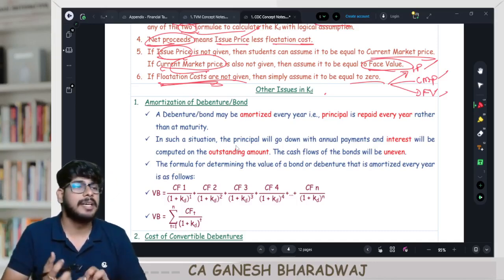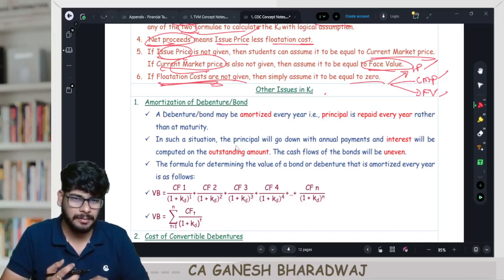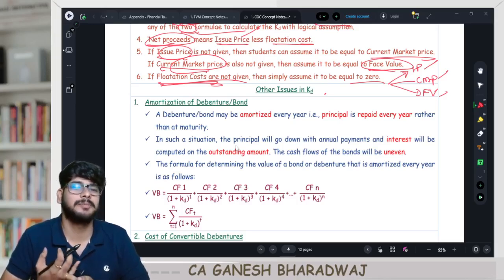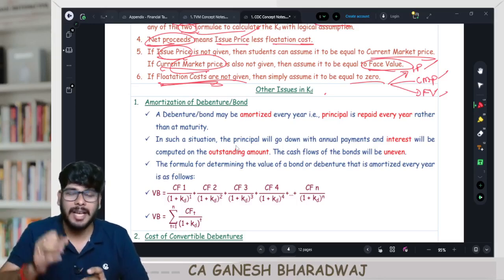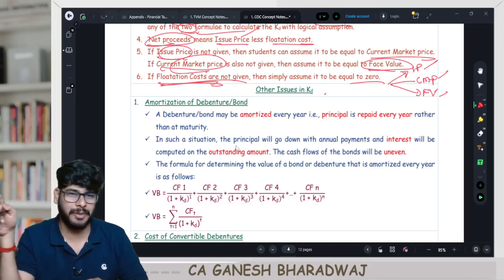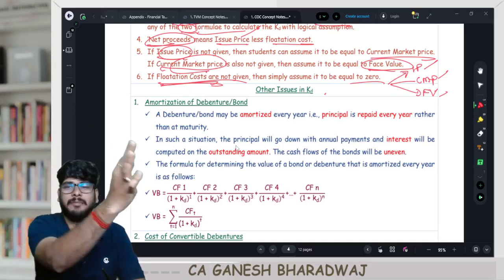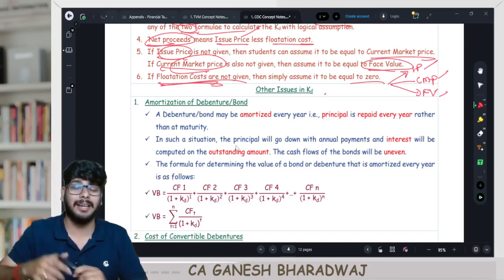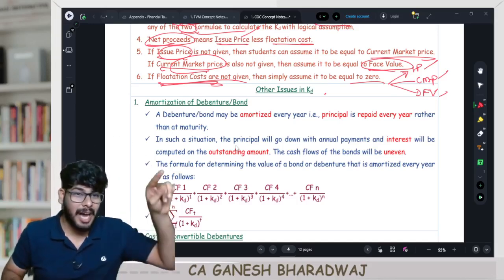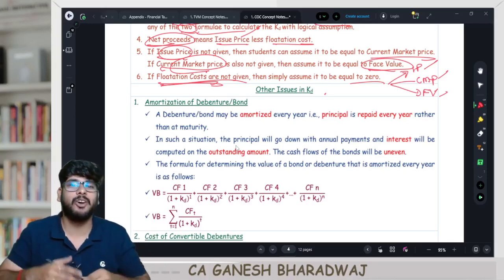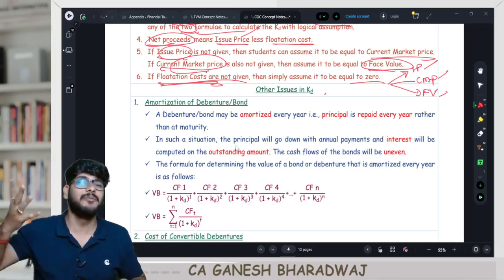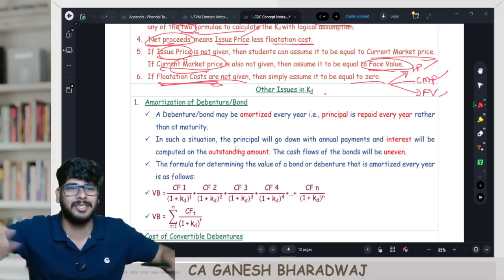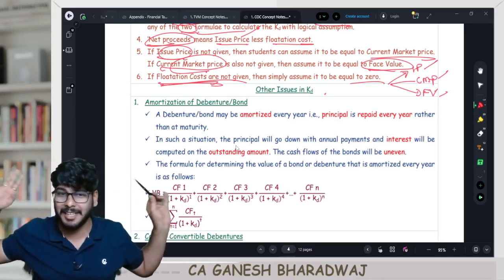So with this, KD is done. KP is also over. KP is cost of preference. Exactly the same as KD, except for the fact that in KD, the cash flows will be I into 1 minus T. Here all the cash flows will just be preference dividend without adjusting taxes. That's all. The entire KP is also over.